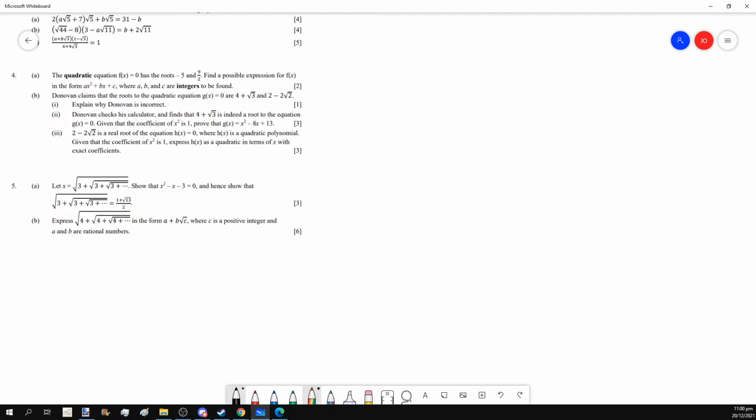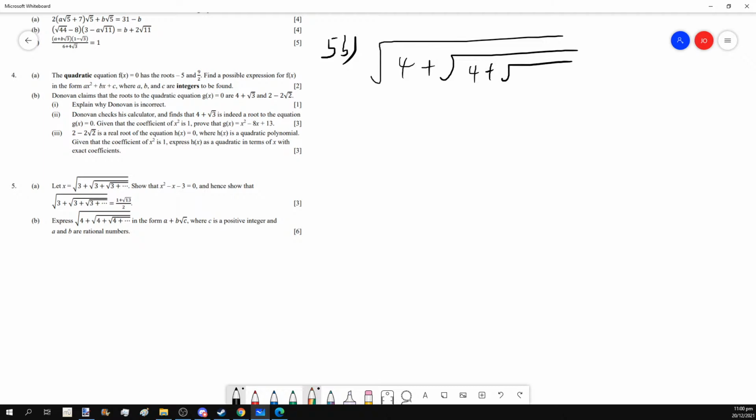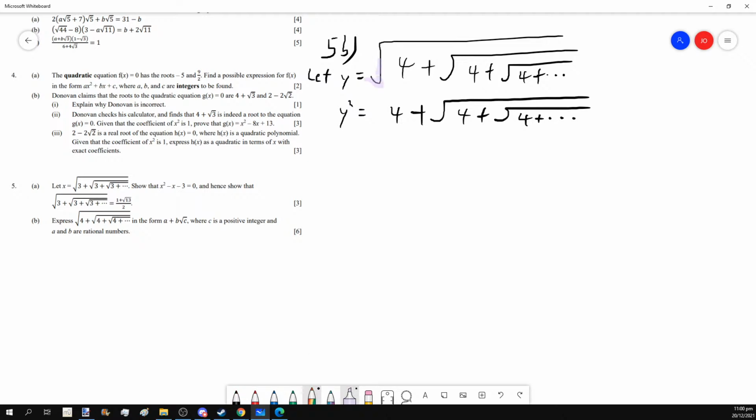So now that we know this method is secure, then we can go on to do part B. Part B is more or less the same thing. We have the square root of 4 plus the square root of 4 plus the square root of 4 plus and so on. Let's change the letter: y equals this guy. From here, y squared clearly equals 4 plus this guy. So we will undo the first square root. This first square root gets undone by the square.